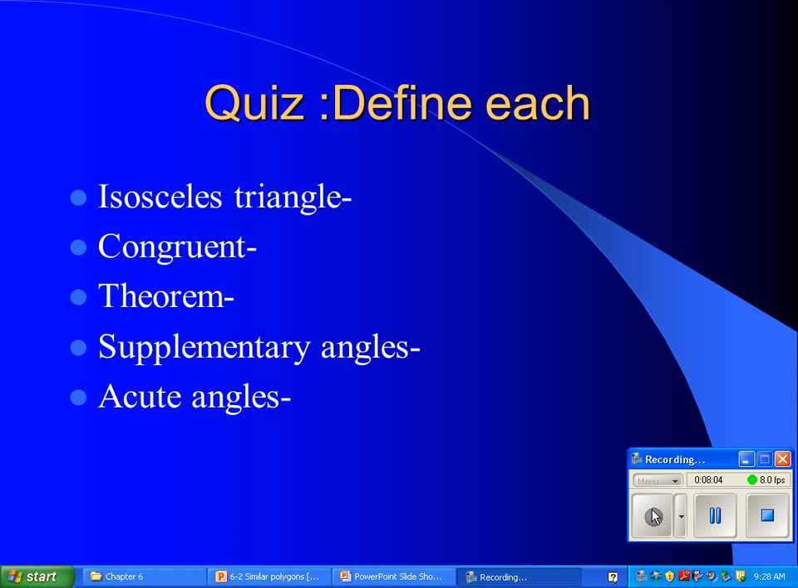What's a theorem? Something that has to be proven. Mathematical statement that has to be proven. Supplementary angles. Be careful. 2 angles whose sum is 90 degrees. 2 angles that add up to be 180 degrees. Come on. Be careful on this last one.